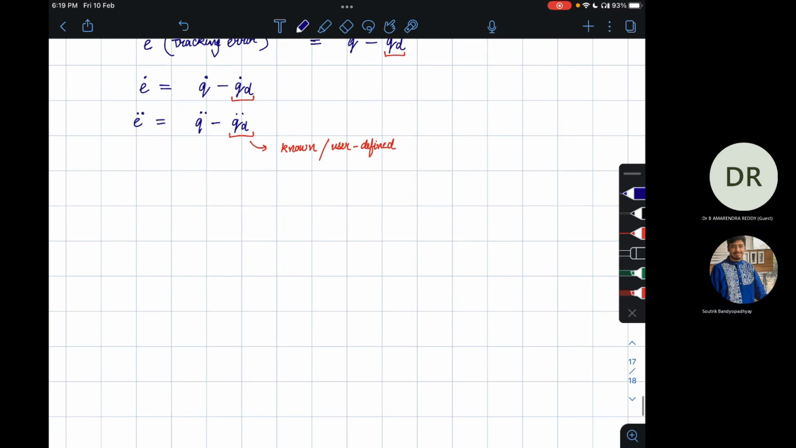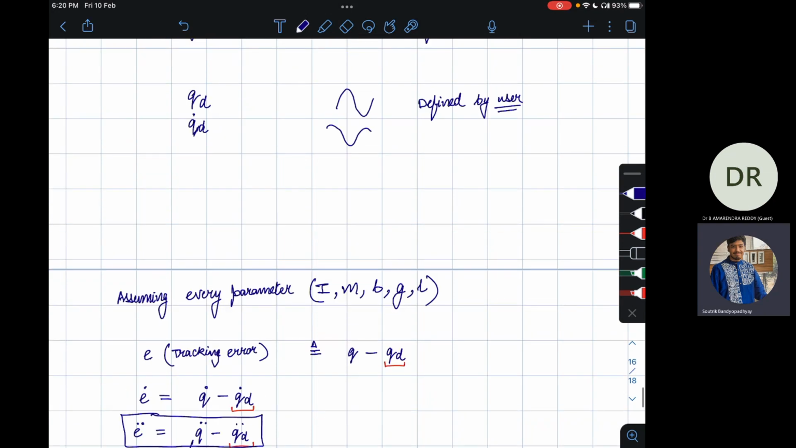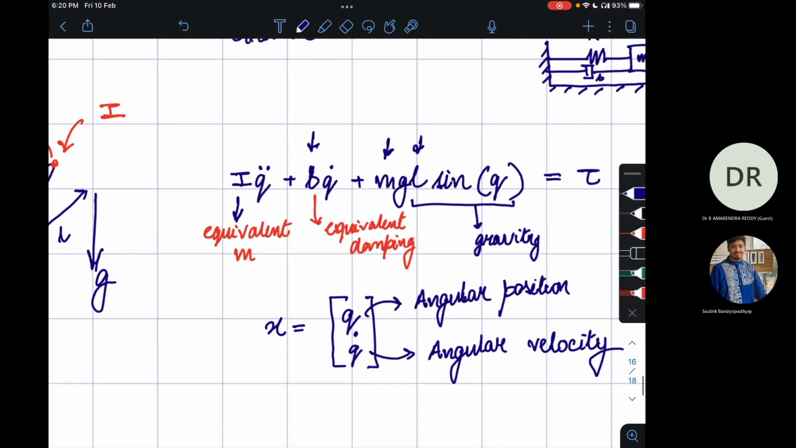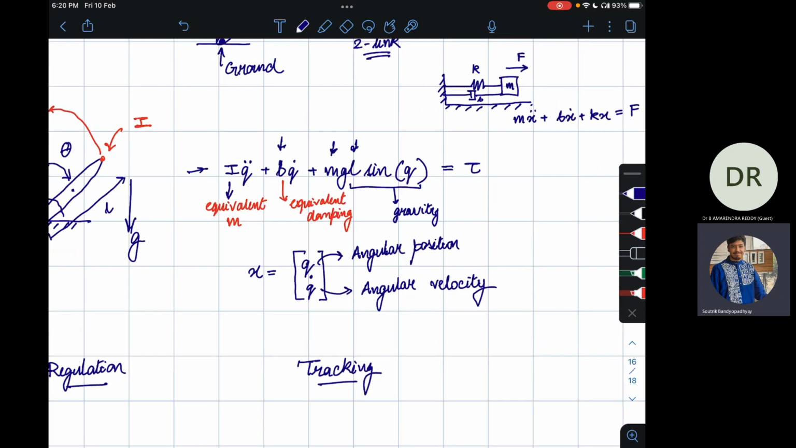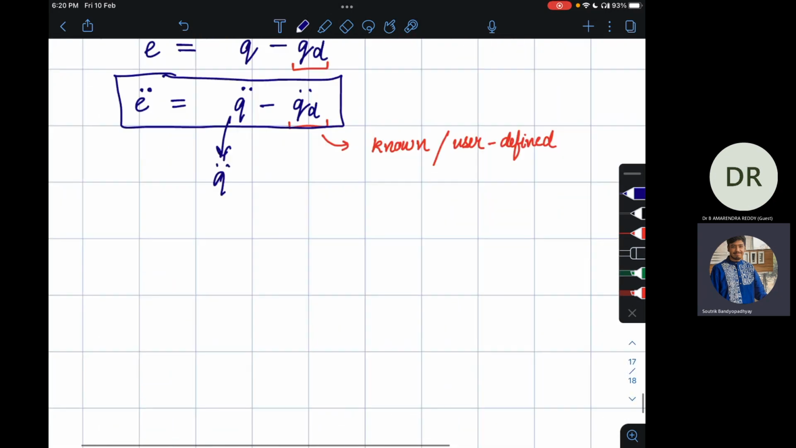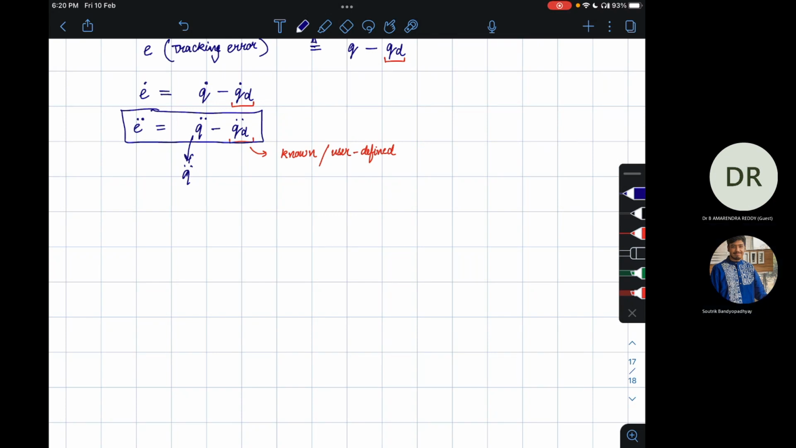So we now focus on this equation because it contains this q double dot, which was part of our dynamics. So this dynamics contains the term q double dot, so we are differentiating up to q double dot. Had the differential equation been up to 3 derivatives, we would have computed till 3 derivatives.